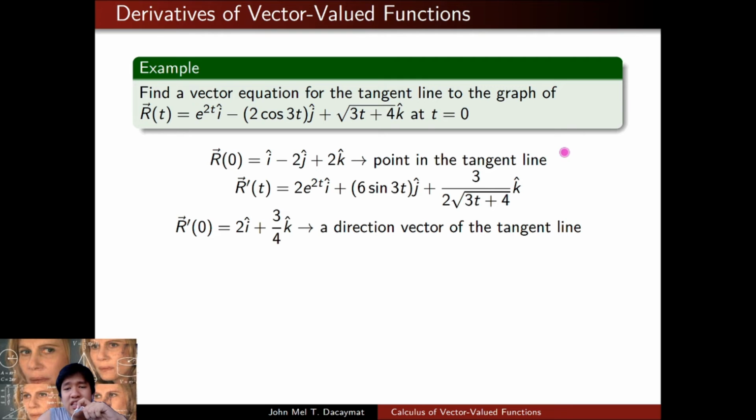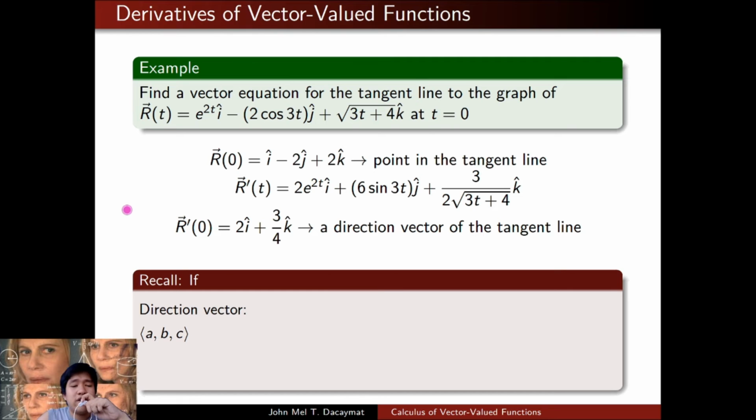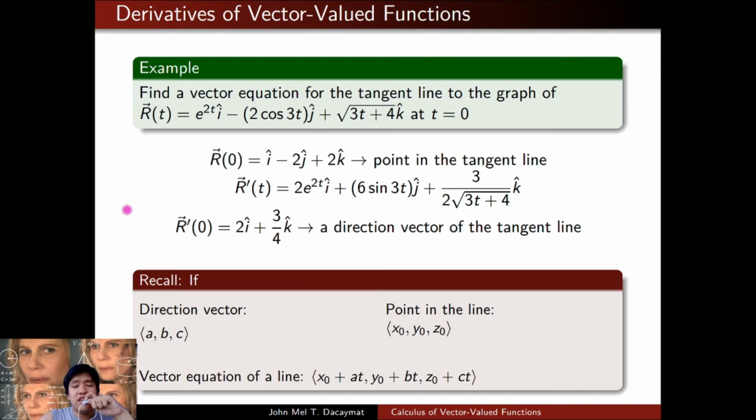We have the point in the tangent line. We have a direction vector for your tangent line. Just recall that if you have a direction vector a, b, c and a point in your line x0, y0, z0, then the vector equation for a line is given this way: x0 plus at, y0 plus bt, z0 plus ct. So in this case, our direction vector is r prime of 0.